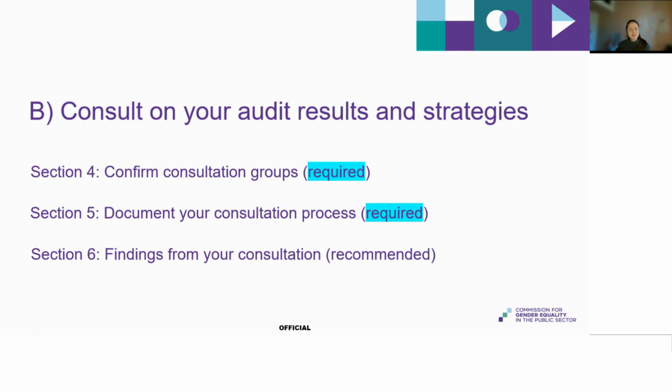For Section 5, documenting your consultation process, this is a required section. You must describe how you consulted your stakeholder groups. How you consult with these groups is up to you, but we do suggest you consult at least on the findings of your audit and on your proposed GEAP strategies. Summarise all your consultations in this section.